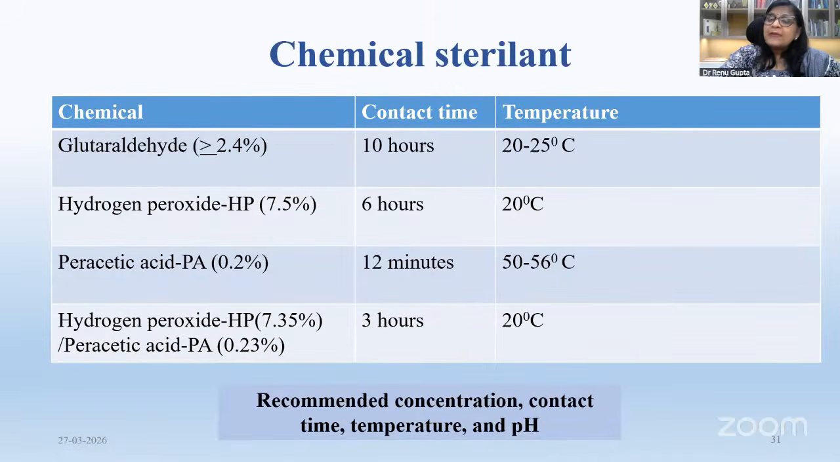There are certain chemicals also in which we can dip our instrument for a certain time period. Please understand, most of these liquid sterilants, liquid chemicals, are high level disinfectants. But when we increase the contact time, they can become chemical sterilants. So glutaraldehyde, hydrogen peroxide, peracetic acid can be used as high level disinfectant or as a chemical sterilant based on the contact time.